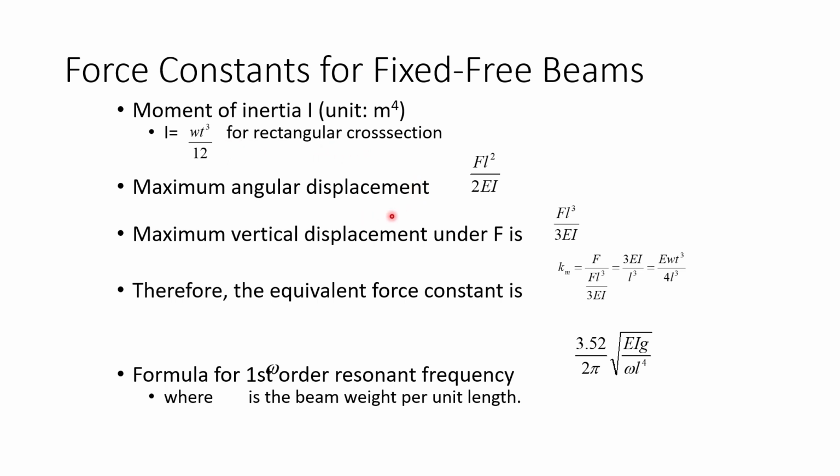The moment of inertia of the beam is I equal to W t cubed divided by 12 for a rectangular cross section. The maximum angular displacement is F L squared over 2EI, and the maximum vertical displacement is F L cubed over 3EI. From here, you know that the Km is F divided by the displacement, which is Young's modulus times width times thickness to the third power divided by 4 and L to the third power. You can also calculate the resonant frequency based on this.